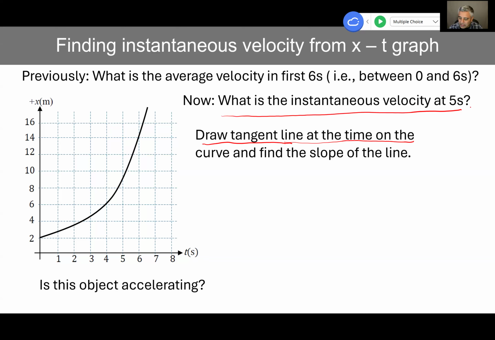So, for example, let's say, what is instantaneous velocity at 5 seconds? So how do we find instantaneous velocity at 5 seconds? First, we have to look at the position on the graph, the point 5 seconds over there. So 5 seconds is here. That means that point on the graph is that. So that's where we want. And now we want to draw a tangent line at that point. Oh, what is tangent line?